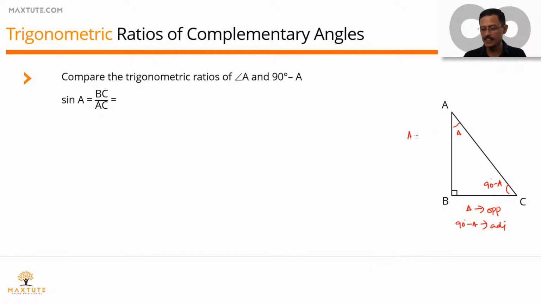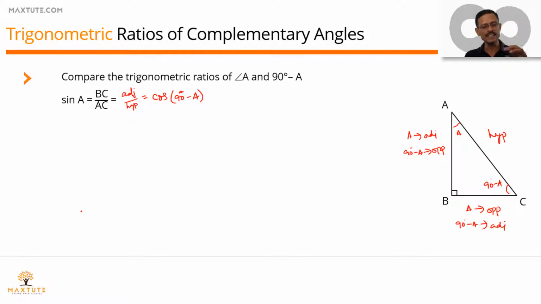Correspondingly, for angle A, AB is the adjacent side. And for 90 minus A, AB is the opposite side. AC is the hypotenuse, whichever angle you are looking at. So sin A is equal to the opposite side, which is BC, divided by the hypotenuse. What is BC when it comes to 90 minus A? BC happens to be the adjacent side. So this is the adjacent side divided by the hypotenuse when it comes to angle C. What is adjacent side by hypotenuse for angle C, or angle 90 minus A? Adjacent side by hypotenuse is cos. So this is equal to cos of 90 minus A. So sin A is equal to cos of 90 minus A.